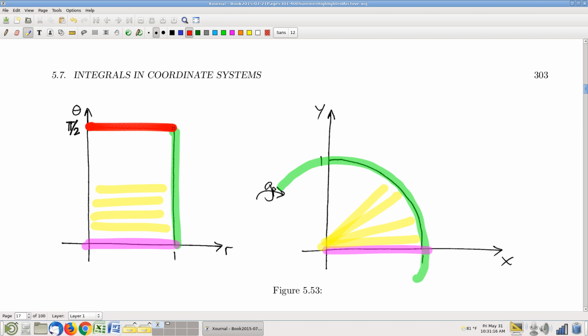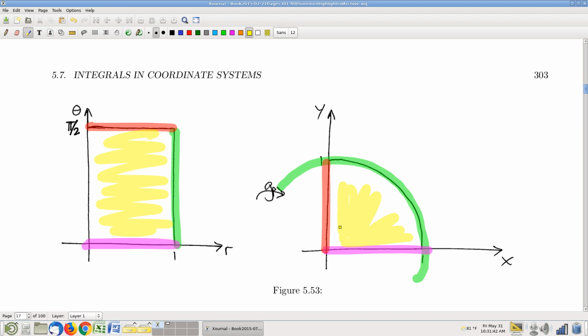That line, theta equals pi over 2. Right? So you can see that this rectangle kind of effectively goes to that quarter disk. How are we doing?